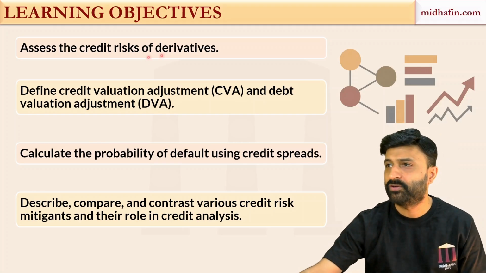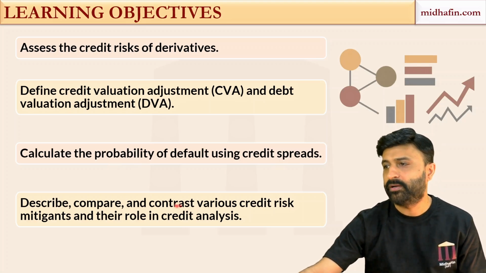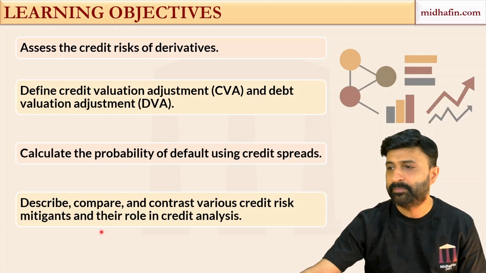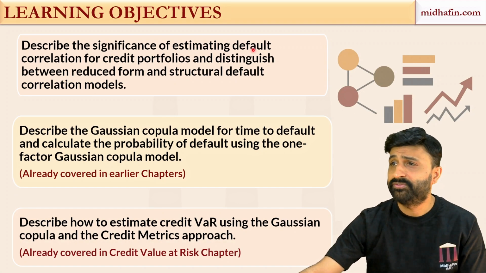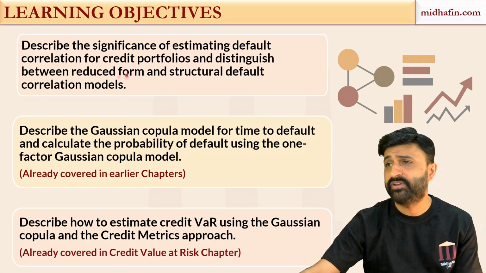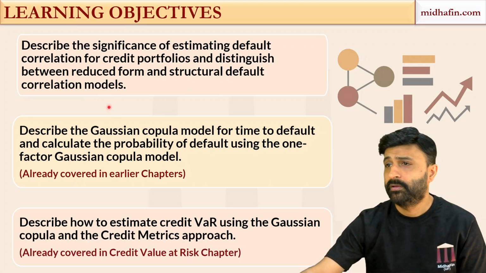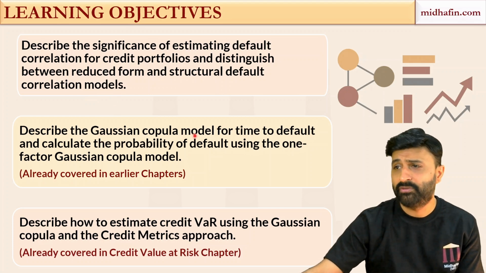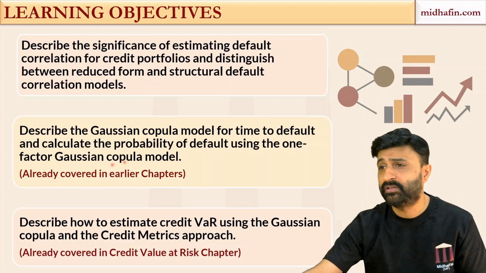Okay, let us quickly look at the learning objectives. Assessing the credit risk of derivatives, defining CVA, DVA, calculating probability of default using credit spreads, describing, comparing and contrasting various credit risk mitigants and their role, then the significance of estimating default correlation and differentiation between reduced form and structural form models, then the Gaussian-Copula model for time to default and calculation of PD using the one factor model.